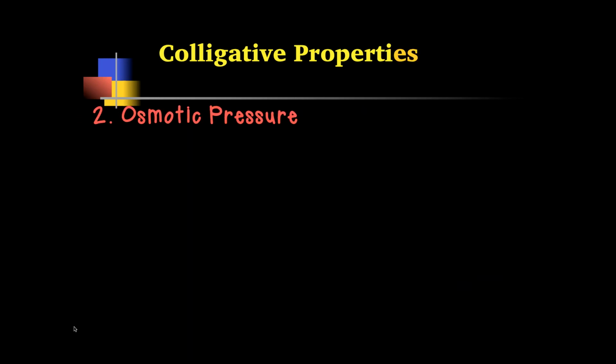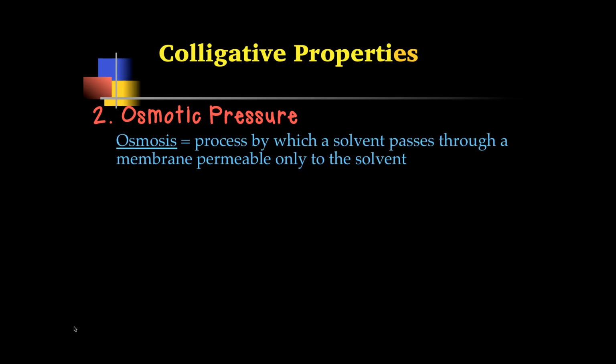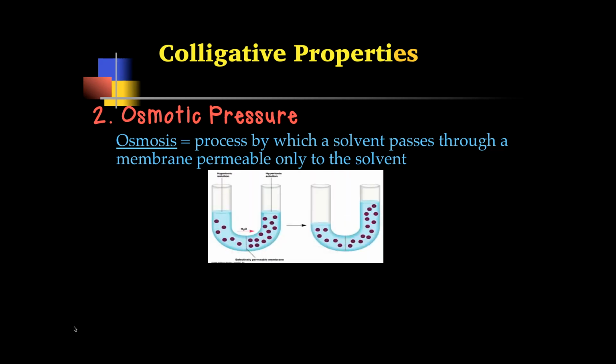So the second one I want to talk about is osmotic pressure. Now, it's possible you recognize osmotic as related to the term osmosis. Just remember that osmosis is a process, something moving, something happening, where a solvent can go through a permeable membrane. The solute is not able to move through that membrane, but a solvent can. So here would be a visual example.